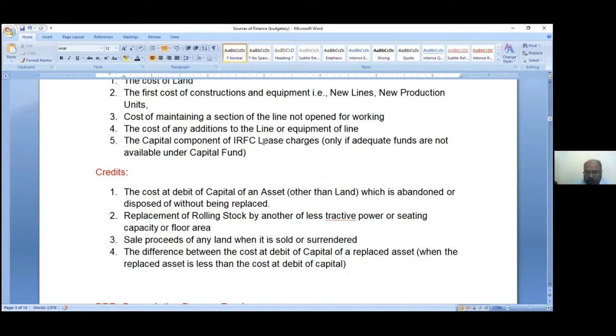On replacement of rolling stock by another of less attractive power, suppose a 5000 HP loco is replaced by a 3000 HP loco, the difference of the cost is also credited to the capital. Or seating capacity or floor area, whatever it is, the less capacity. And at the time of sale of land or disposal, all sale proceeds are also credited to capital. And the difference between the cost of the debit to capital of a replaced asset, when the cost of the replacing asset is less than the cost debited to capital. That means if the replacing cost is less than the original cost, the difference should also be credited to capital.